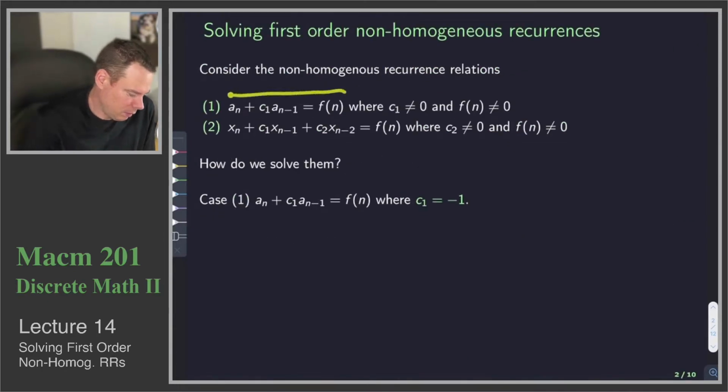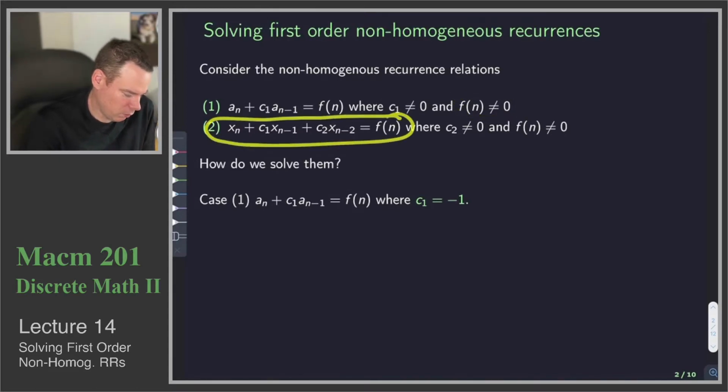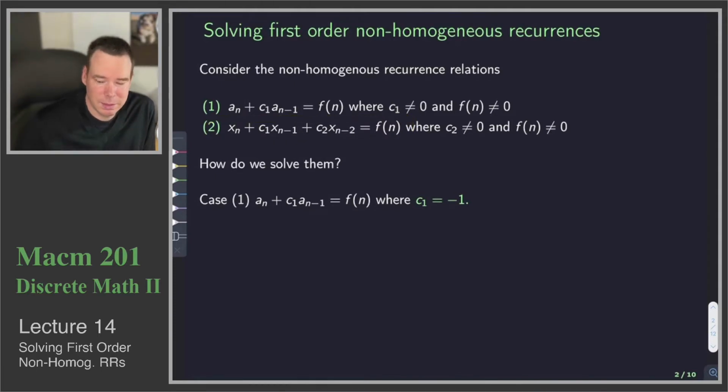So here is an example of a first order, linear, constant coefficient, non-homogeneous recurrence relation. So we can see it's first order from this bit over here, and then non-homogeneous because on the right hand side is some function of n, and we're assuming it's non-zero. There's also an example of a second order one here. We're not going to focus on solving these in this lecture. That'll be lecture 15.